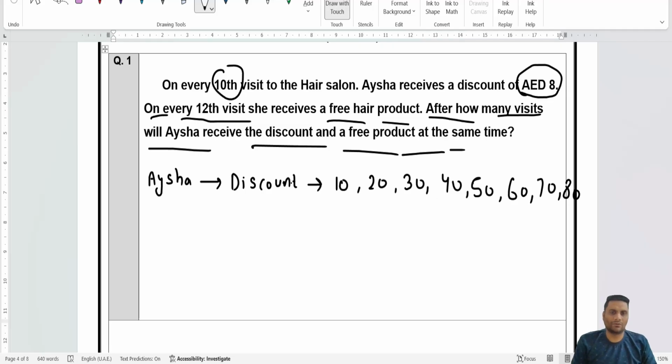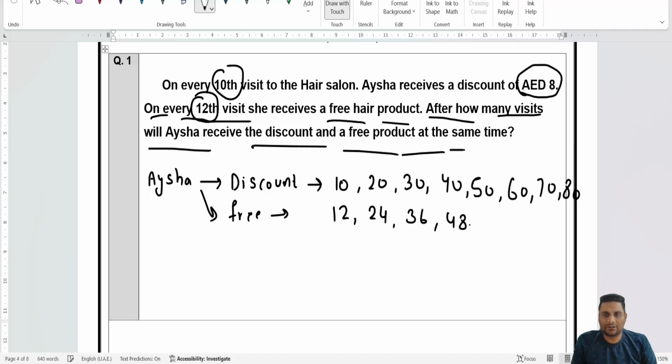Now, the second thing that she gets is a free product, right? When does she get the free product? On every 12th visit. Yani she will get it on the 12th time. Then 12 times 2, 24. 12 times 3, 36. 12 times 4, 48. 12 times 5, 60. 12 times 6, 72.